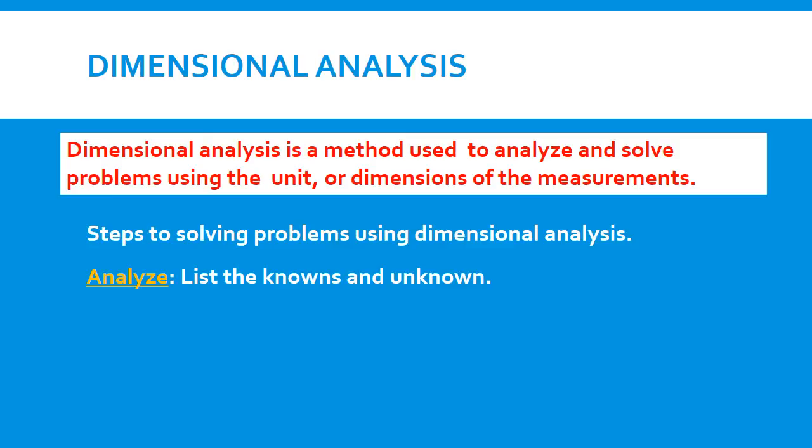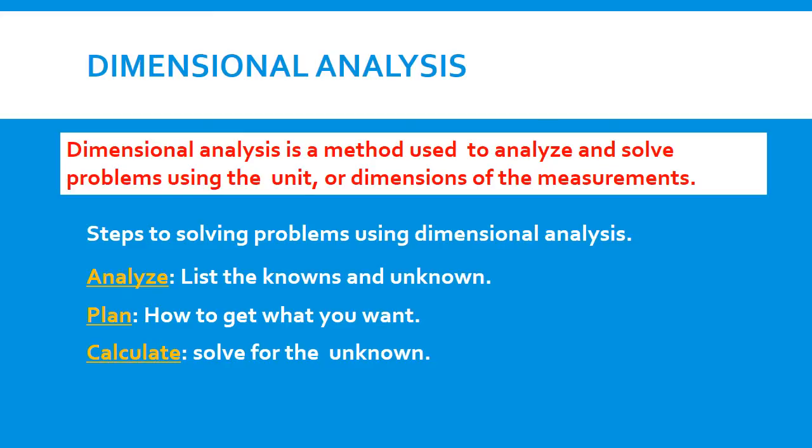The first thing you need to do is analyze. Read your question carefully. List the knowns and the unknowns. What do you know? What are you given in the question? What do you want to get? That would be an unknown. Where do you want to go? Then you need to formulate a plan. How to get what you want? What is the goal? How can you use what is known to achieve that goal? That is your plan. Once you've done that, then you're going to calculate, solve for the unknown.